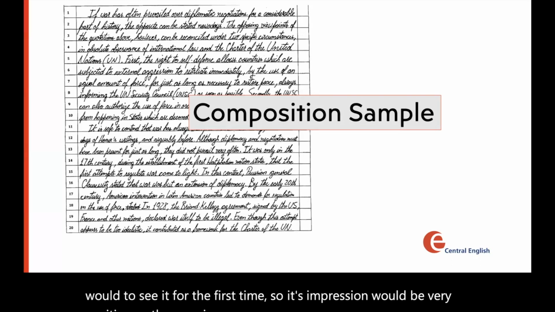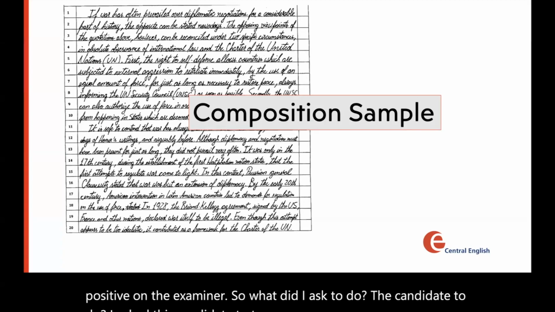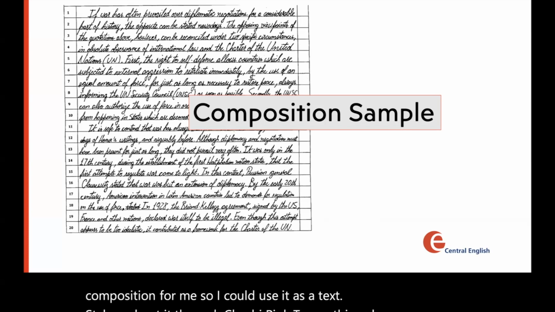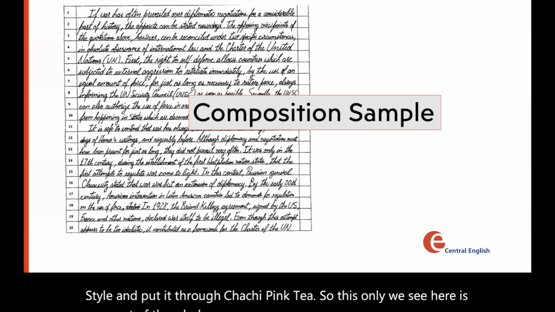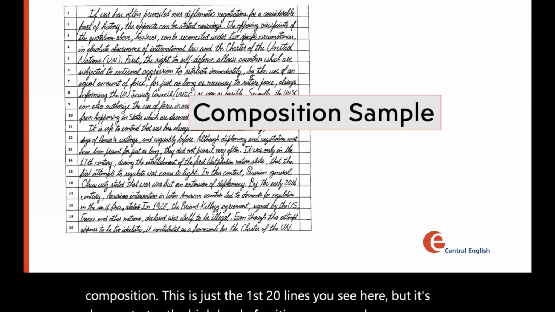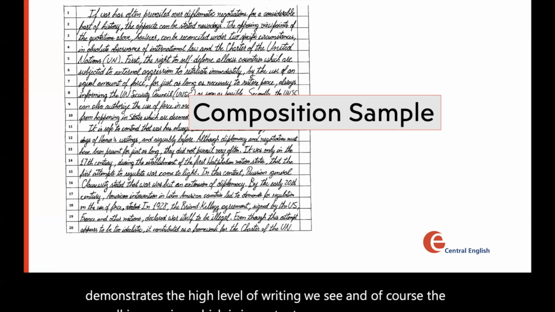So what did I ask the candidate to do? I asked this candidate to type the information of the composition for me, so I could use it as a text file and put it through ChatGPT. What we see here is only one part of the whole composition. There are 48 lines of the composition. This is just the first 20 lines you see here, but it demonstrates the high level of writing we see, and of course the overall impression, which is important in the criteria that the examining board requires.